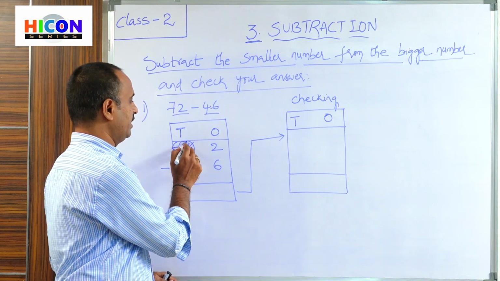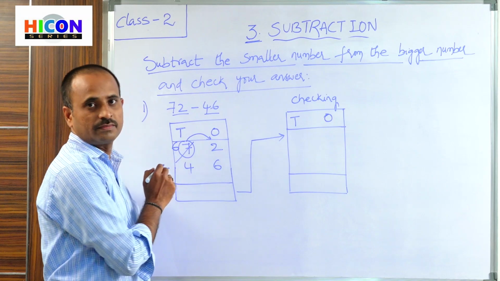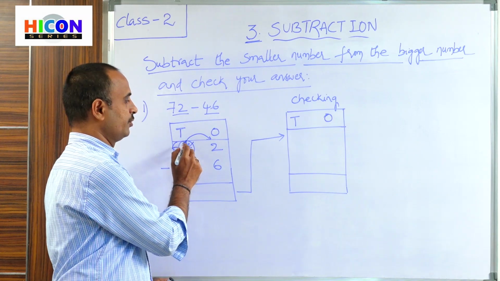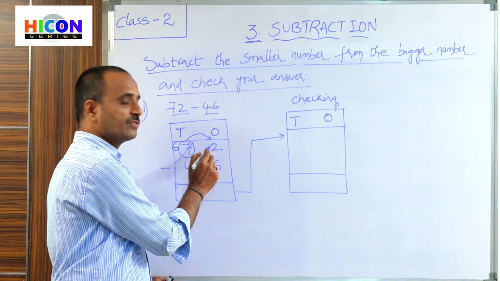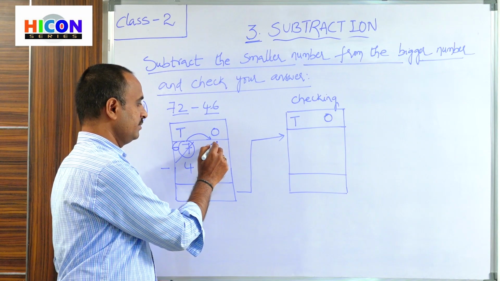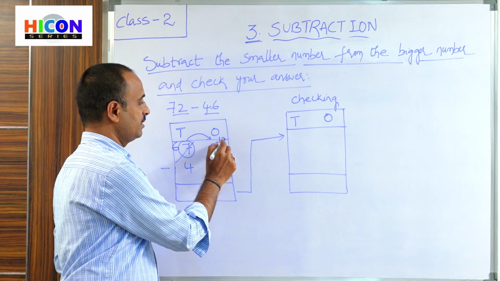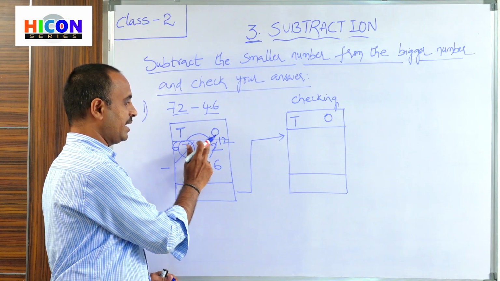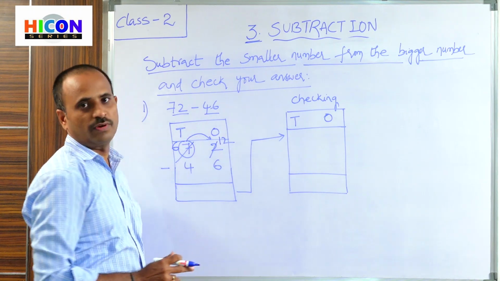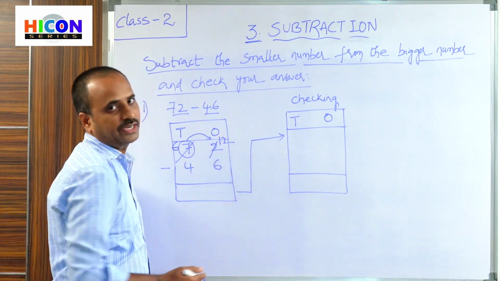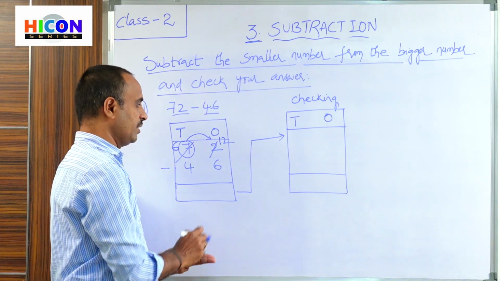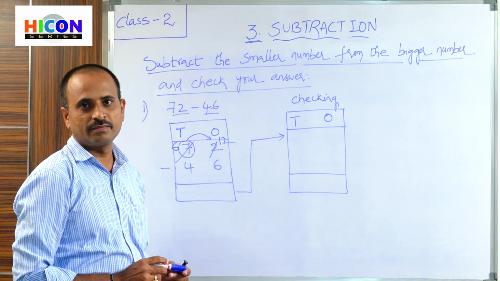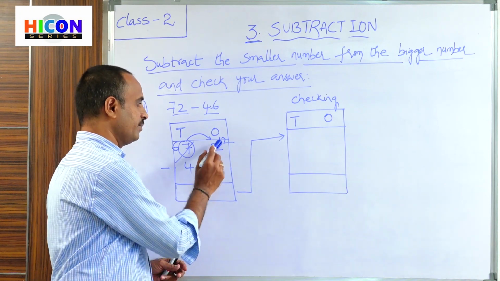Now carry this 1 ten to the ones place. So if you carry 1 ten to the ones place, how many ones will become? So this becomes 12 ones because there are already 2 ones, and if these 10 ones are added, it will become 12 ones. Now do the subtraction. First number is 12, second number is 6. So subtract 6 from the 12.